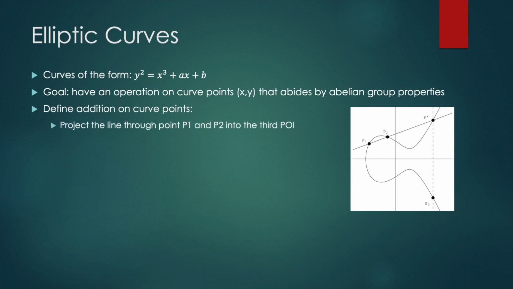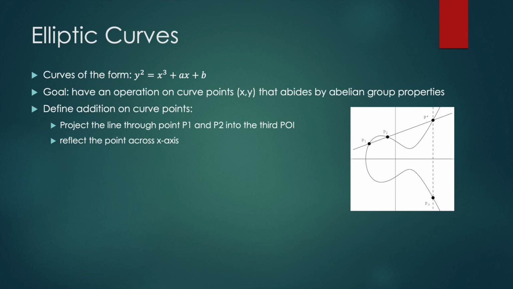We define the addition as solving for the third point of intersection and reflecting it across the x-axis. To do this, we would set the equation for the line that intersects the two known points equal to the curve. And then, in the resulting equation, we could factor to find three roots or three intersections between the two functions. We already know the first two, and the third one would give us our x coordinate of the third point of intersection.